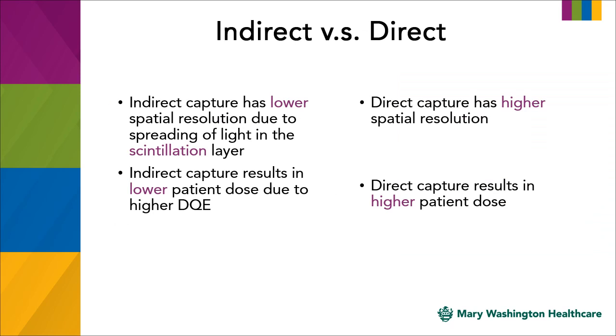So the indirect versus direct process: the indirect capture has lower spatial resolution due to the spreading of light in the scintillation layer. So we're going to have spreading of light, and less spatial resolution. Indirect capture results in lower patient dose because we have light. If we have light, we have a higher DQE, that's detective quantum efficiency. So there's a lot more electronic signal than there was X-rays to start with. The direct capture has a higher spatial resolution because there is no light, and unfortunately it does result in higher patient dose.